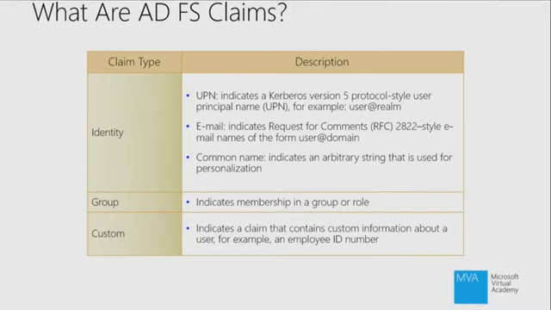An identity claim, UPN, indicates a Kerberos v5 protocol style user principal name, user at realm. In this case, it may be user at domain. It could also be an email name or a common name, which is something we would have in our directory. Group membership can also be a basis for a claim, or we have a number of other options we can use to provide the basis for a claim through the custom option, in this case, employee ID number, if that's something you're tracking in your directory service.